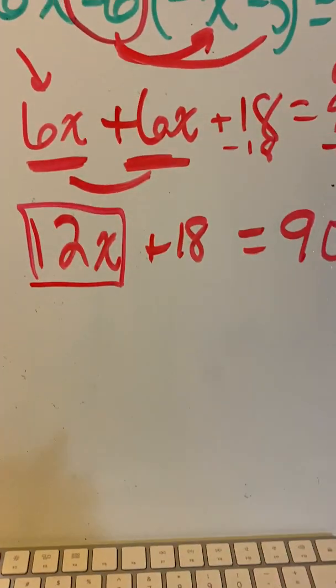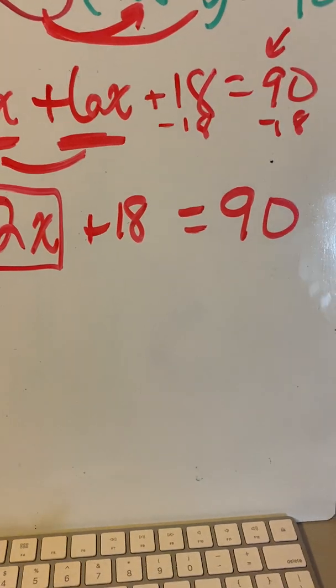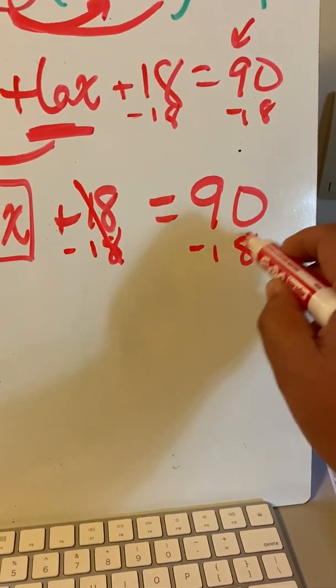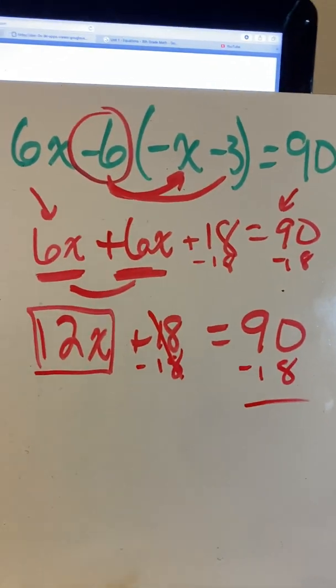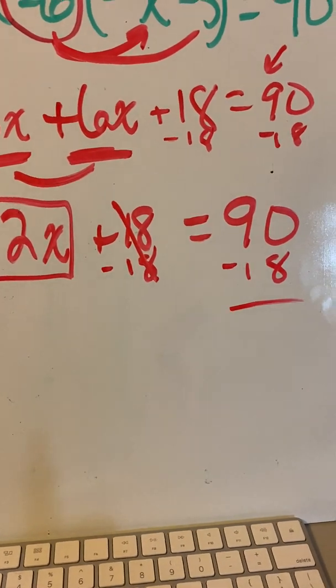Here is our variable and the coefficient. We need to get rid of the 18. How do we get rid of a positive 18? The additive inverse is a negative 18. Gone, negative 18. And I'm hoping, once we've gotten rid of the parentheses and combined the like terms, this has all of a sudden turned into a very easy two-step equation.